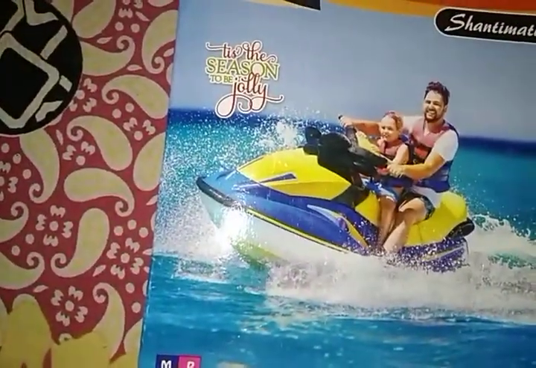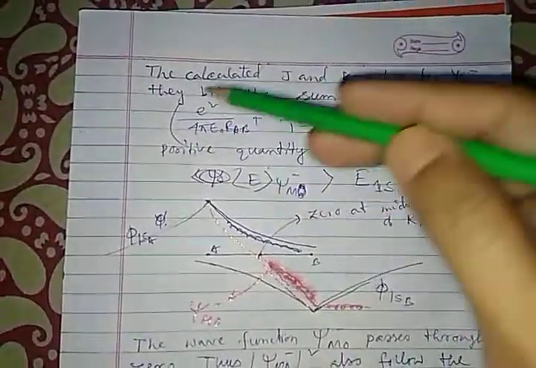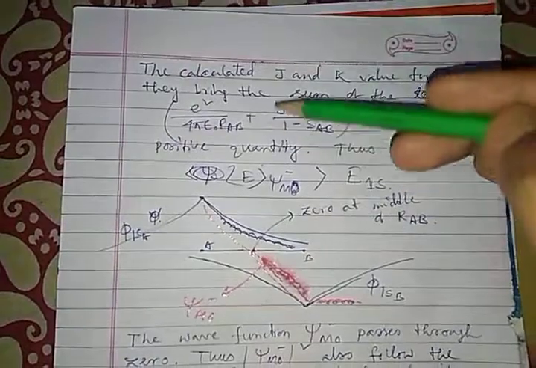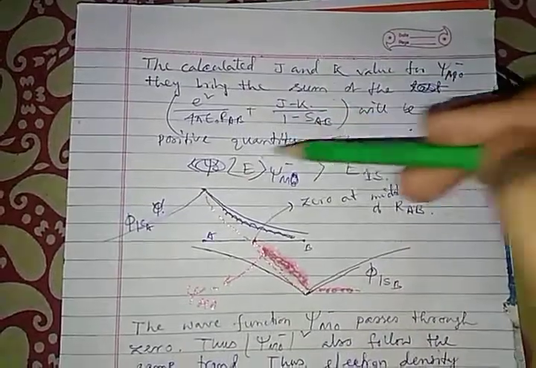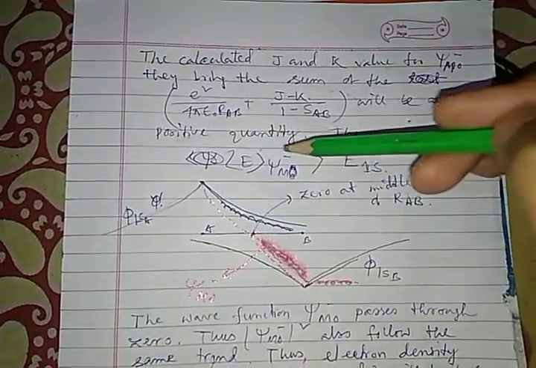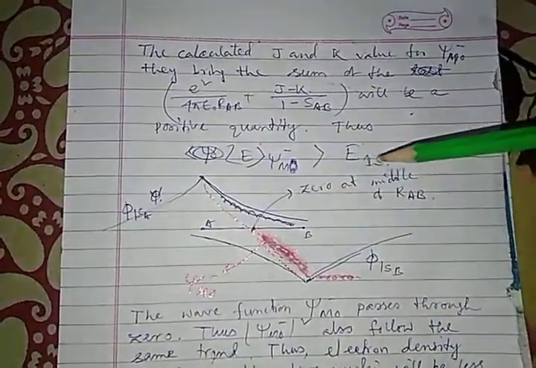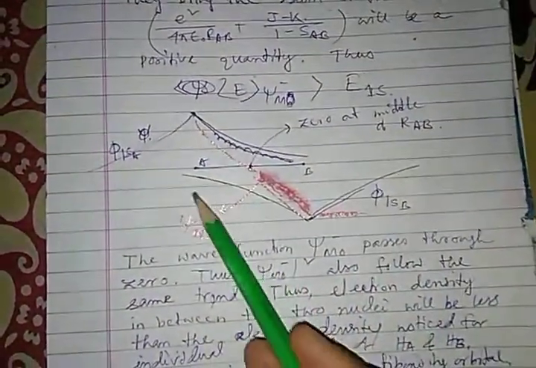Now if we calculate, this term will be positive. Again this term also becomes positive in this case. Now these two quantities will make things positive. So what will we obtain? We will obtain that the average energy of psi MO minus will be greater than U1s. And if we draw the wave function plot, one wave function is in the positive direction, another is in the negative direction.